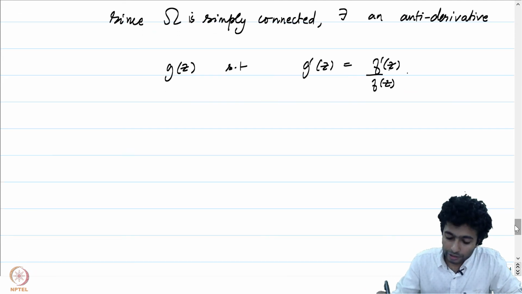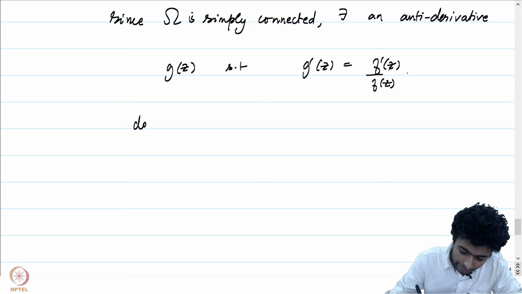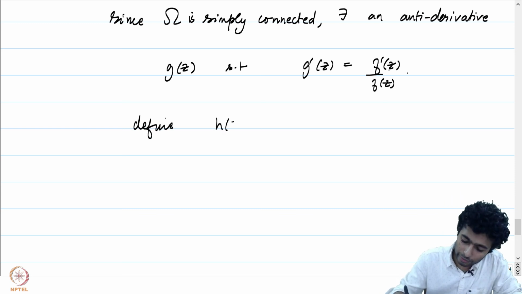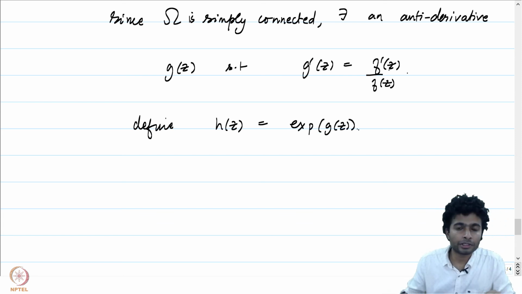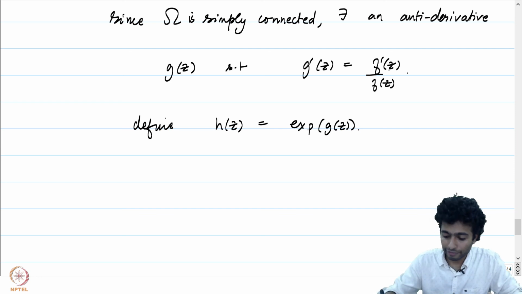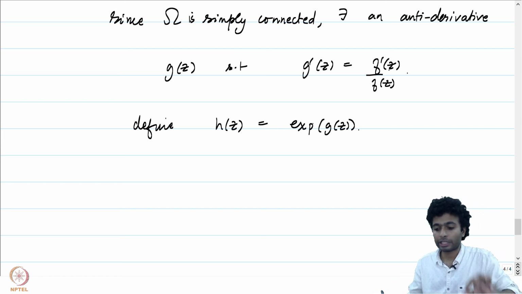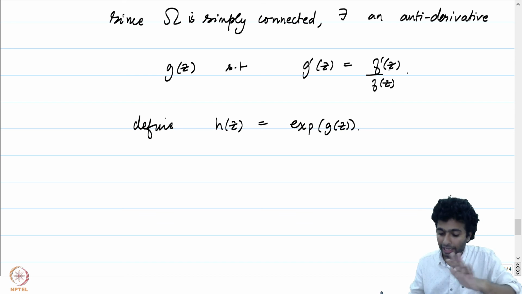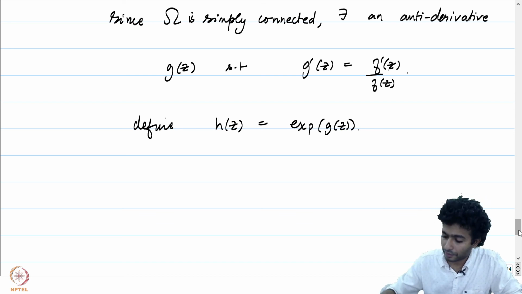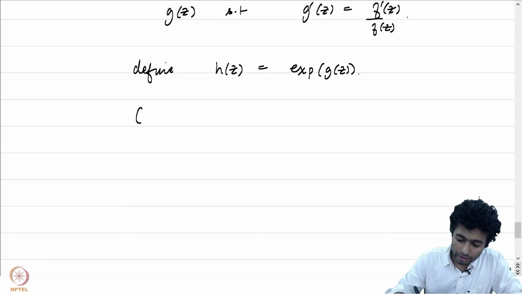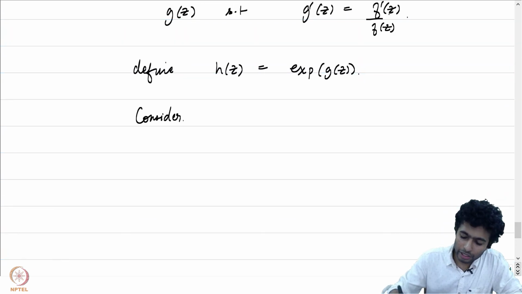Now let's consider the function g. Let's define h of z to be equal to the exponential of g of z. We know that g is a holomorphic function. We also know that exponential is a holomorphic function. Composition of holomorphic functions is holomorphic, and we also know that exponential does not vanish. Therefore, h is a function which does not vanish on omega and is holomorphic on omega. Let's consider f by h and look at its derivative.